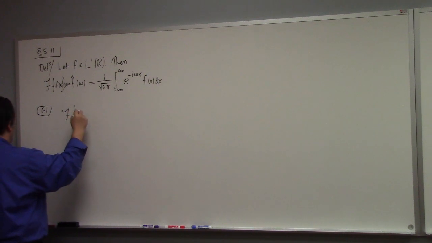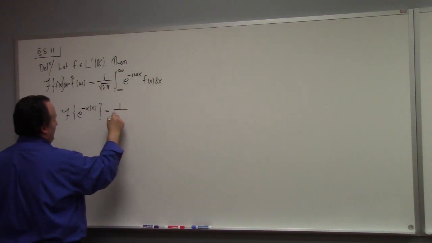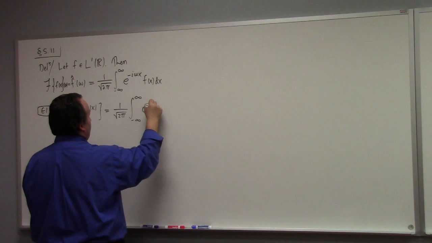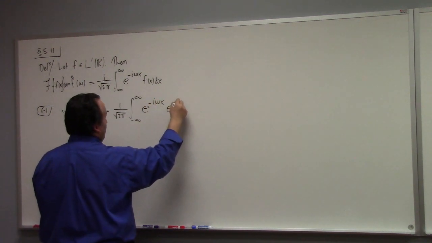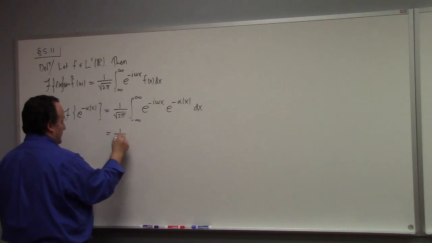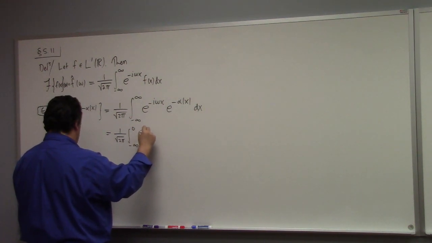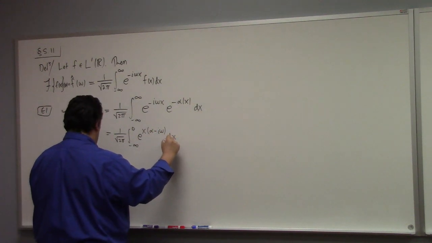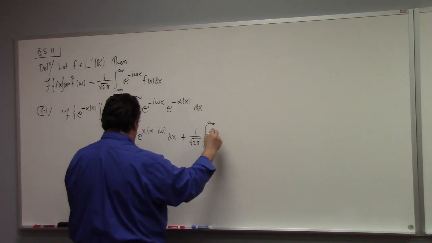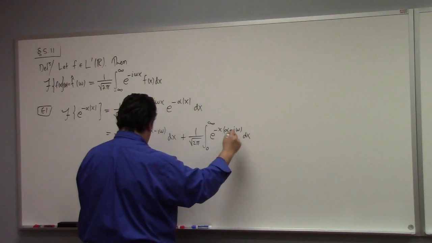All right, so let's calculate it. The Fourier transform of e to the minus alpha absolute value of x is equal to 1 over the square root of 2 pi, integral from minus infinity to infinity, e to the minus i omega x, e to the minus alpha absolute value of x, dx, which he rewrites as 1 over the square root of 2 pi, integral from minus infinity to 0 of e to the x times (alpha minus i omega) dx, plus 1 over the square root of 2 pi, integral from 0 to infinity of e to the minus x times (alpha plus i omega) dx.